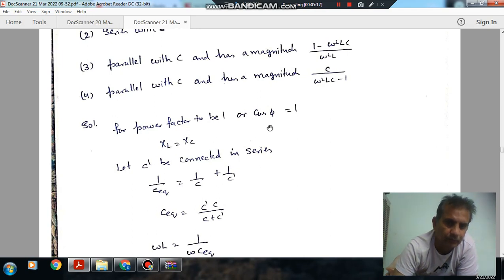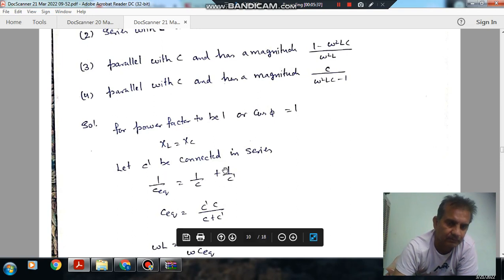So this is your theta. So tangent theta is your 0 and XL will be equal to XC. So it will be for power factor, when the power factor will be 1, XL is equal to XC. Now suppose the C' is connected in series, so the equivalent capacitance will be 1 by C plus 1 by C'.